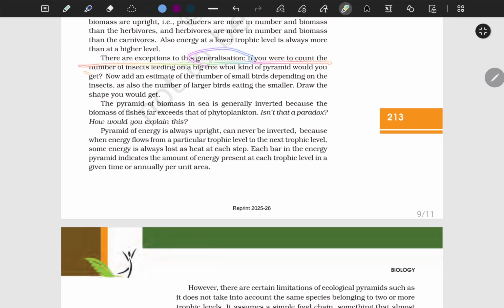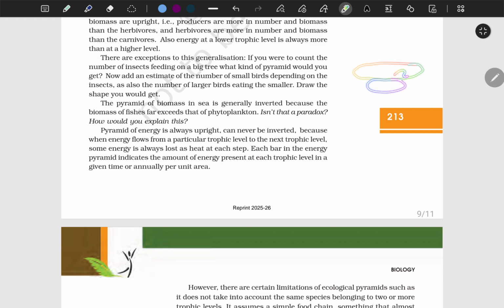If you were to count the number of insects feeding on a big tree, what kind of pyramid would you get? So if there are a large number of insects feeding on a big tree, the pyramid of number will be inverted. It will not be upright. So now add an estimate of the number of small birds depending on the insects, as also the large number of larger birds eating the smaller. Draw the shape you would get.